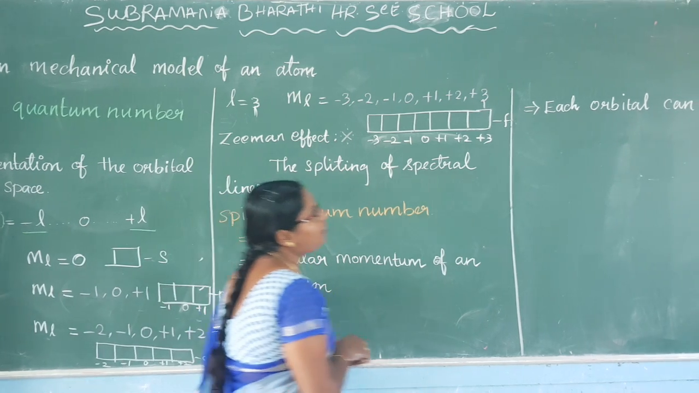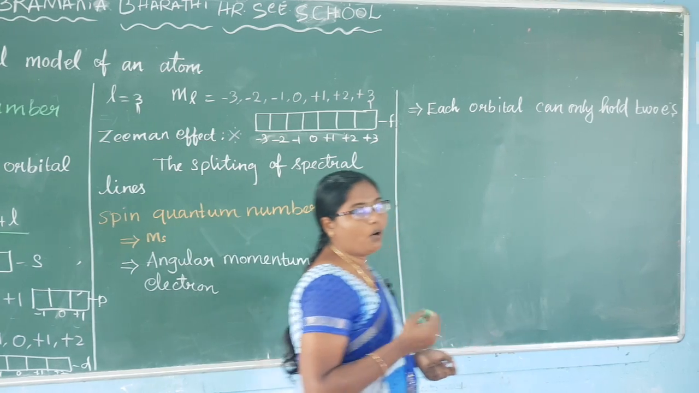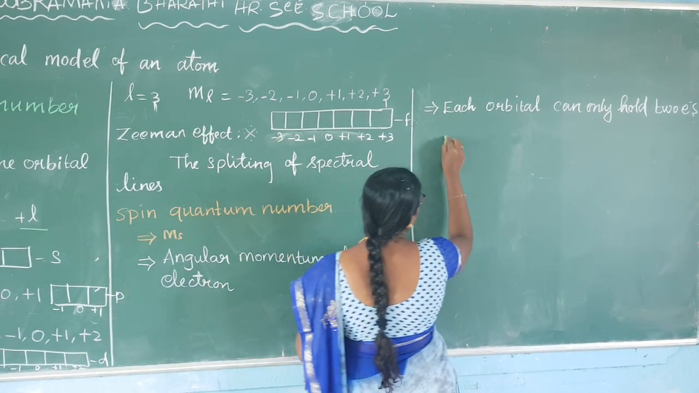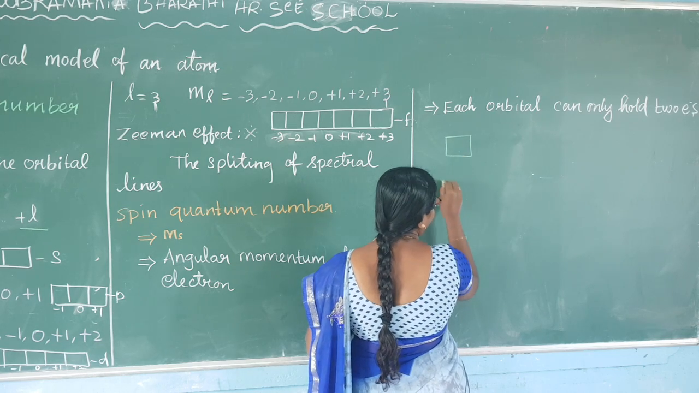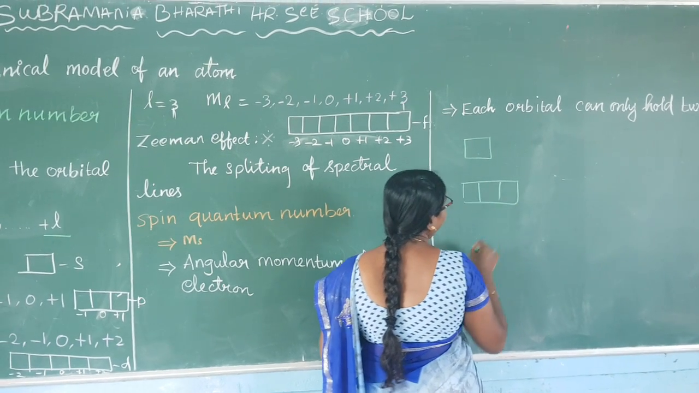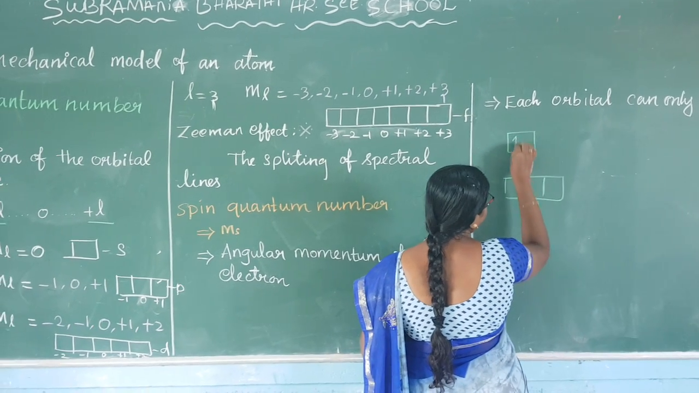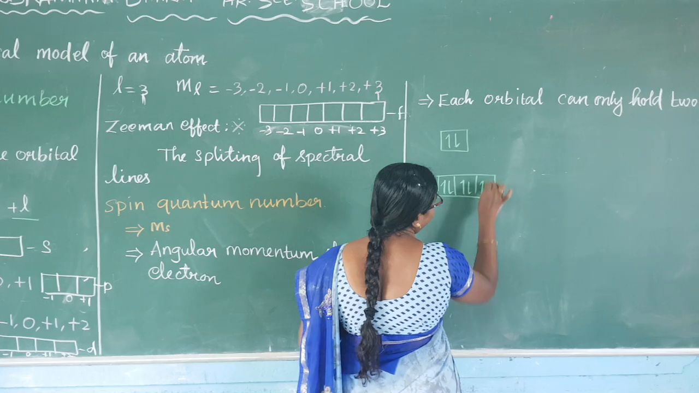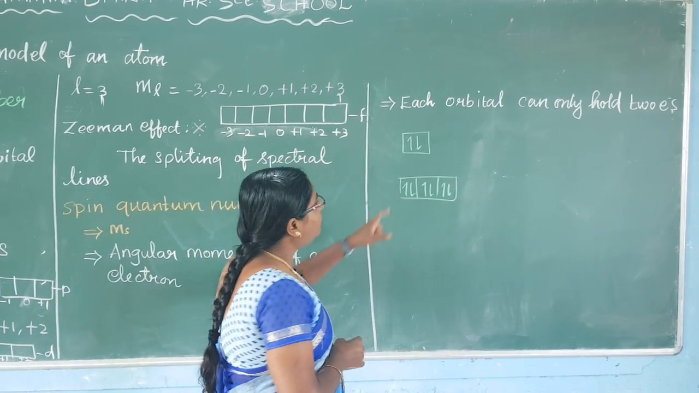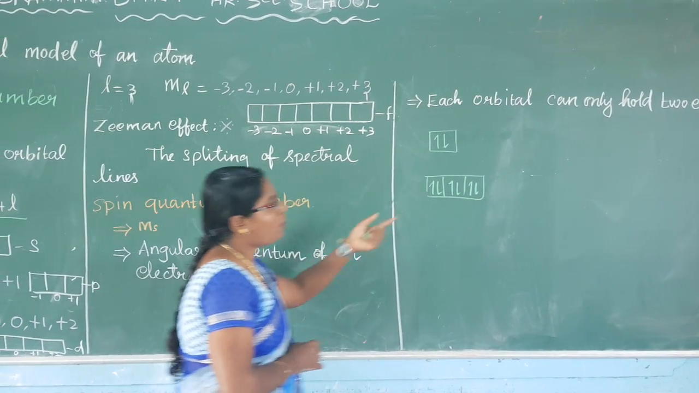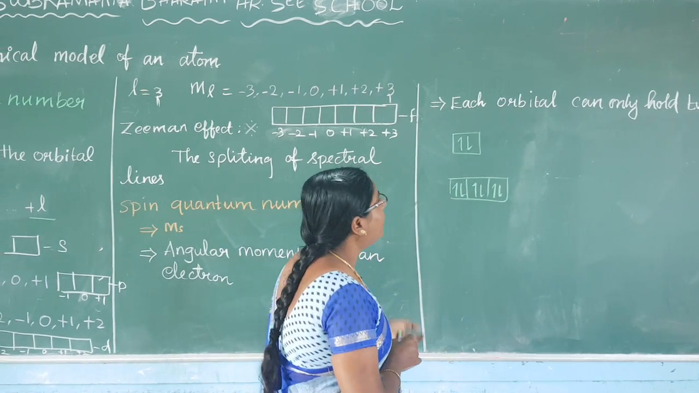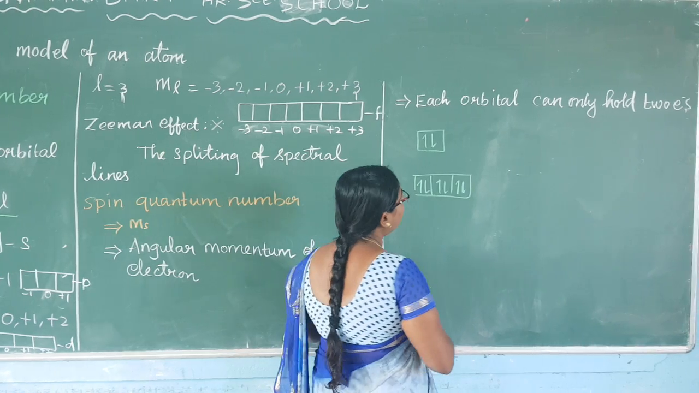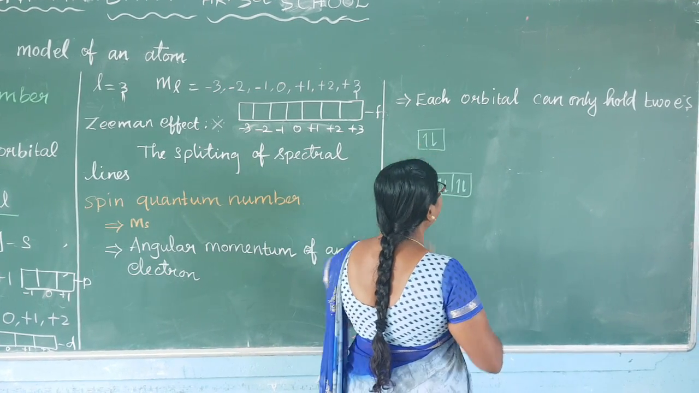Say for example, each orbital can only hold 2 electrons. Okay. This is called a degeneracy set. So, let me write here, this is s and this is p orbital. s orbitals can have only 2 electrons. p orbitals can have 6 electrons. Okay. In order to explain the spin quantum number, I have drawn the degeneracy set here. Each orbital can only hold 2 electrons.